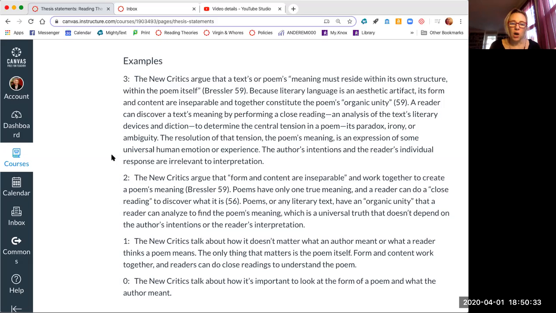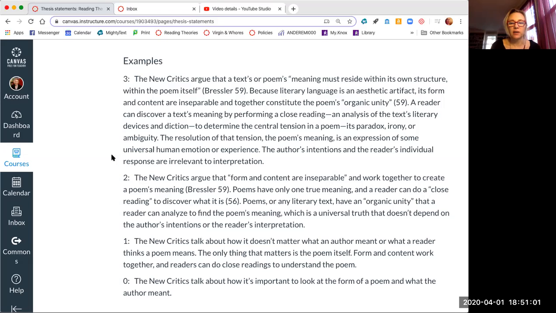The 1 and the 0 don't work. The new critics talk about how it doesn't matter what an author meant. Okay, why does it not matter? What do you mean they talk about it? What do they say? Or what a reader thinks a poem means. Why do they think that doesn't matter? What do they say? The only thing that matters is the poem itself. What part of the poem? How does the poem mean?